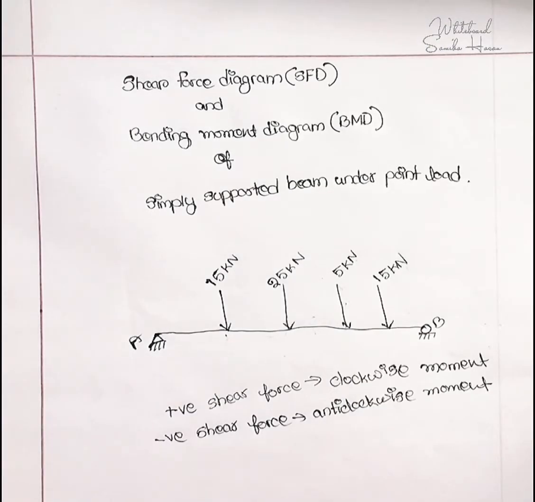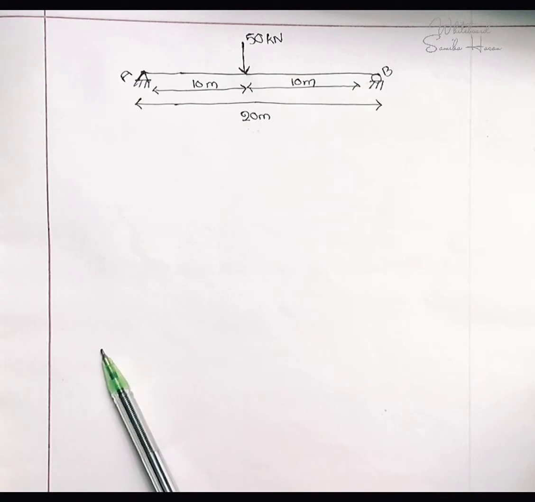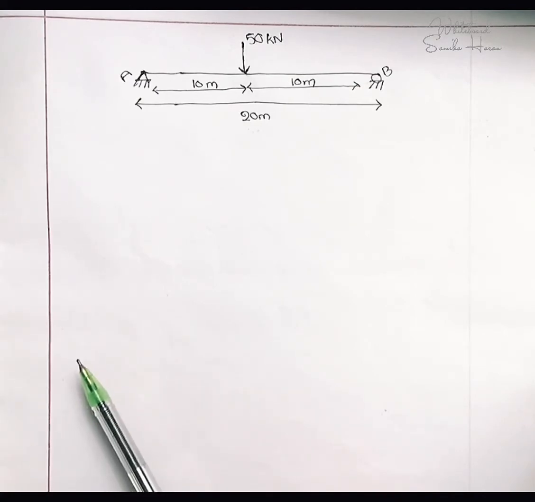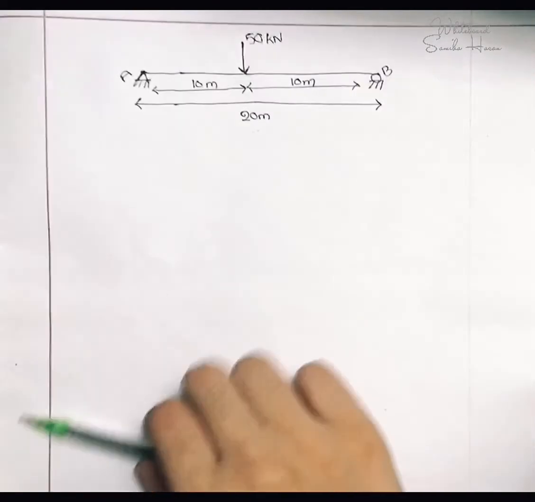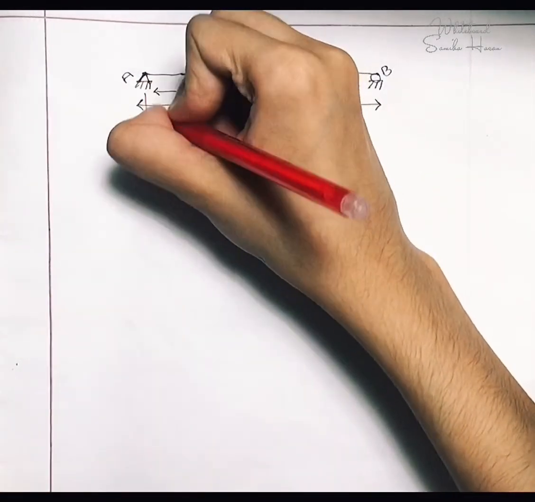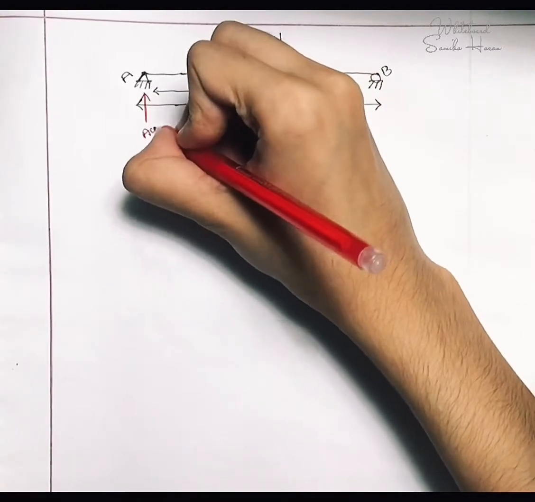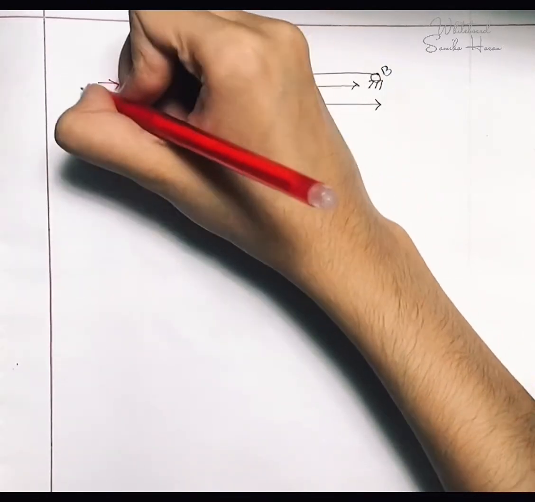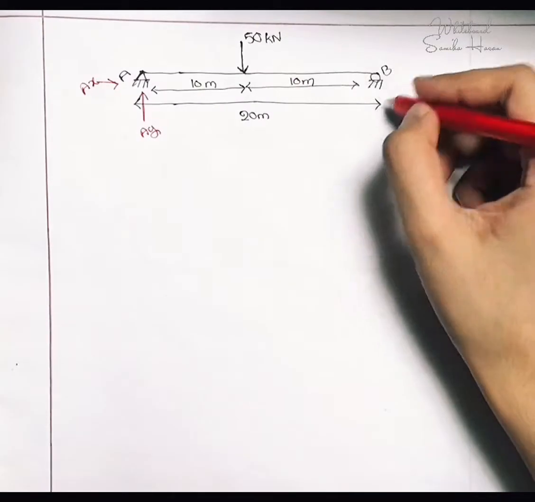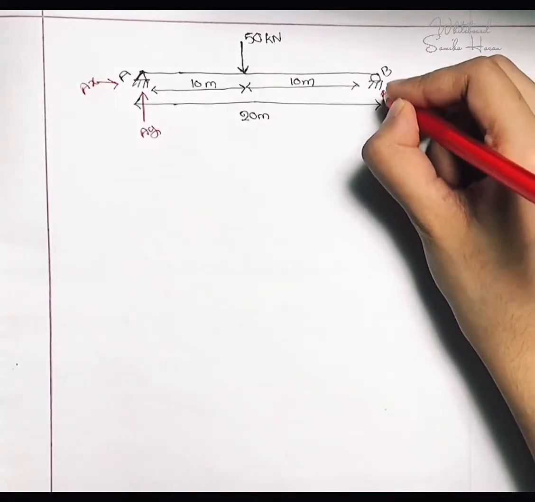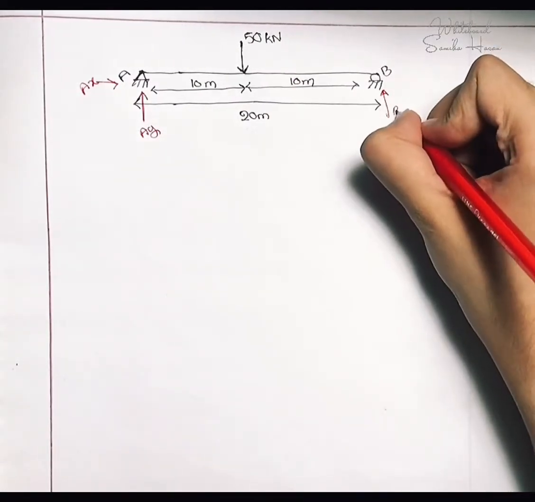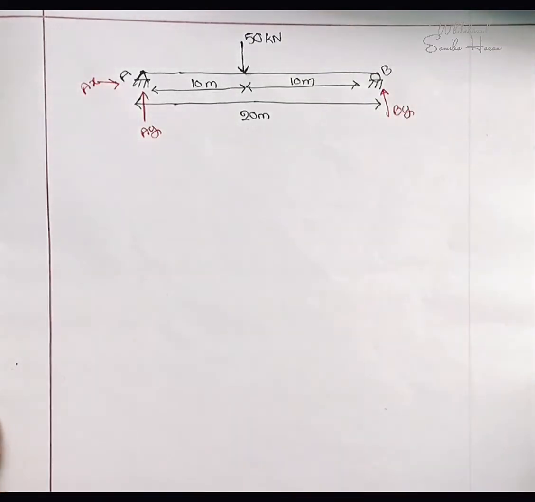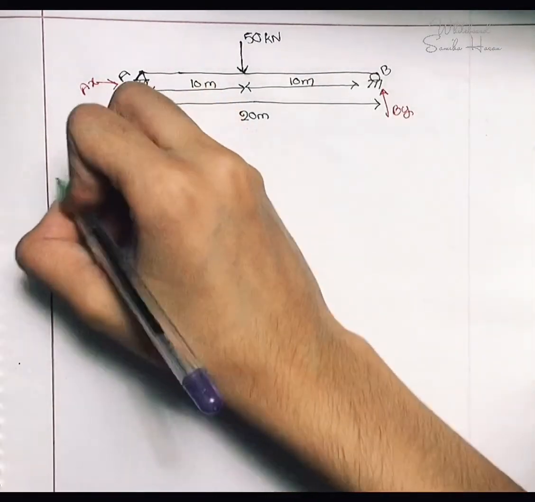Without any further delay, let me take an example and draw the SFD and BMD of that example. For drawing the SFD and BMD, at first we will have to know the support reactions of A and B. As this is a pin support, it is going to have two reactions, AY and AX, and as this is a roller support, it is only going to have one reaction, BY.